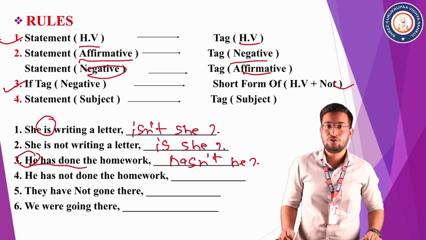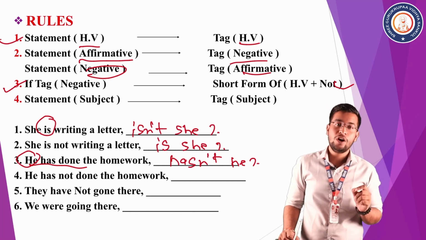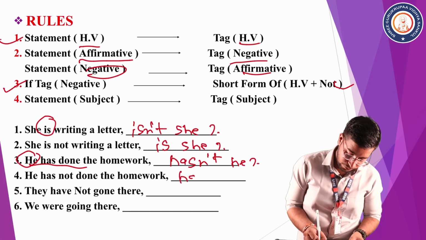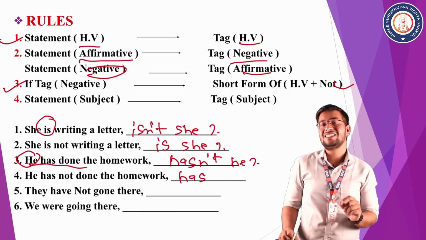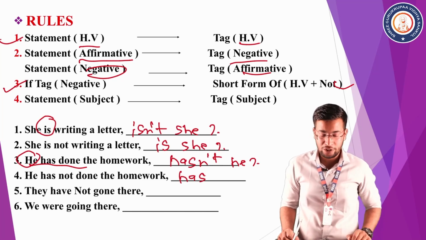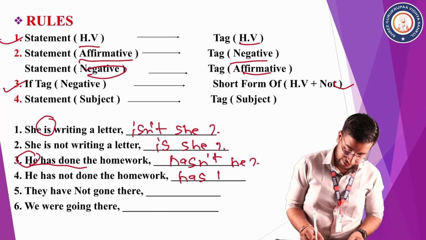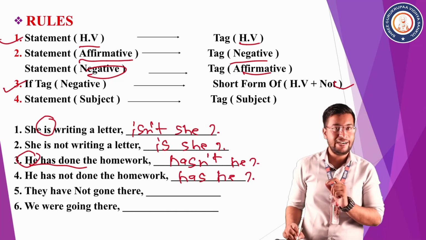Now let's look at the fourth example. He has not done the homework. In this example also, has is our helping verb. But students, this is the example of a negative sentence, so has will remain has only, and at the end of this statement we will use he as a subject and a question mark at the end.